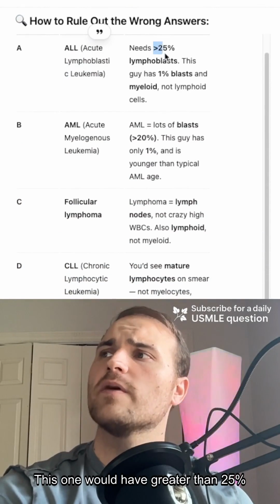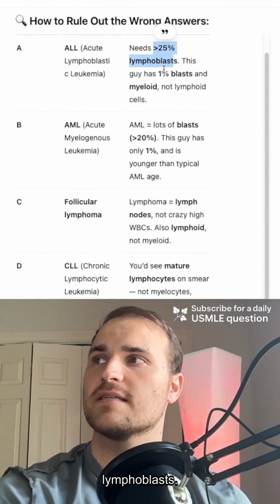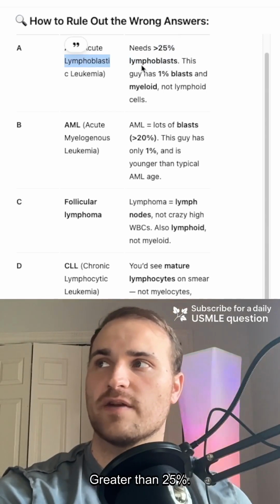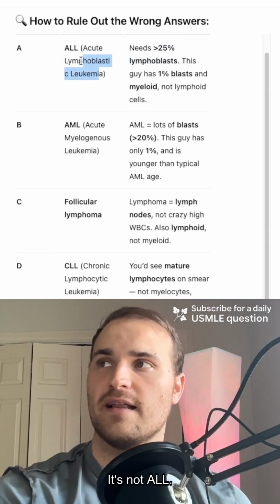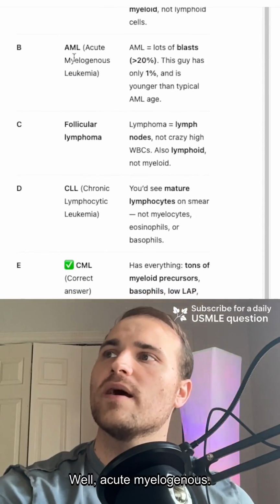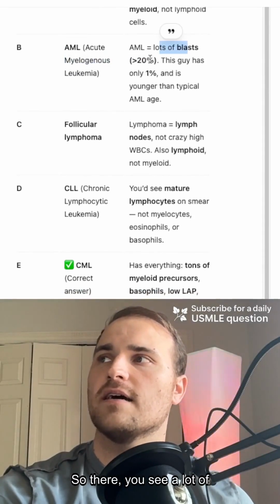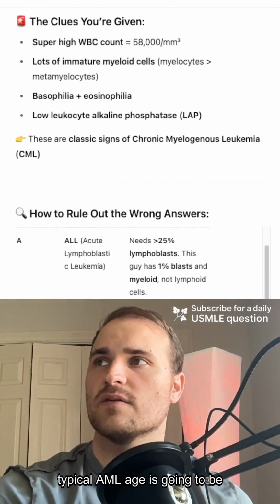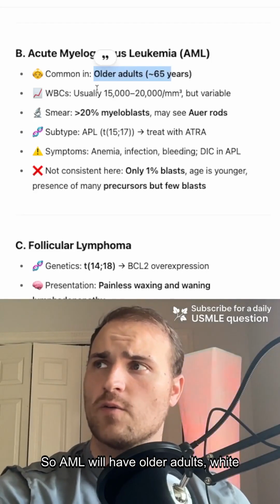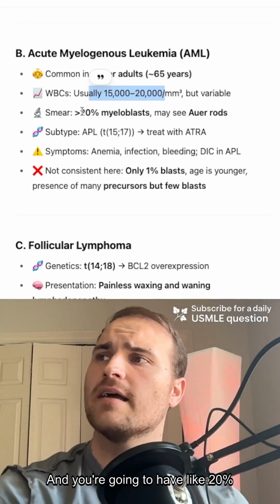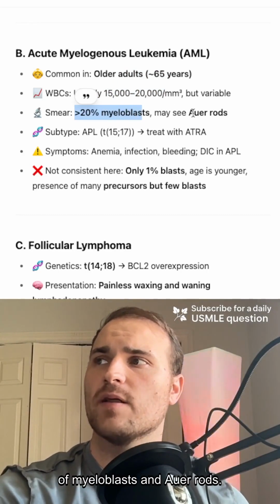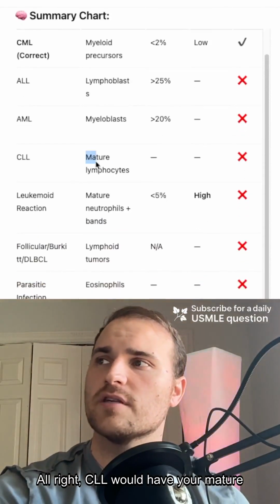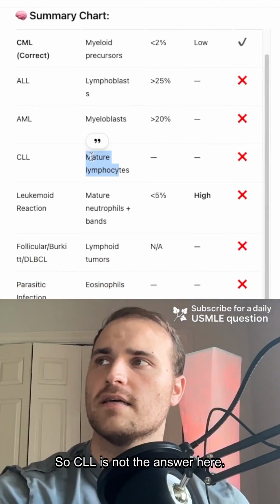ALL. This one would have greater than 25% lymphoblasts, right? So acute lymphoblastic leukemia, you'd have the lymphoblast greater than 25%. Here it's only 1%, so it's not ALL. How about AML? Well, acute myelogenous. So there you'd see a lot of blast cells. We only have 1%, and also typical AML age is going to be older. So AML will have older adults, white blood cells are not going to be as high, and you're going to have like 20% myeloblasts and Auer rods. So it's not AML. All right. CLL would have your mature lymphocytes. So CLL is not the answer here.